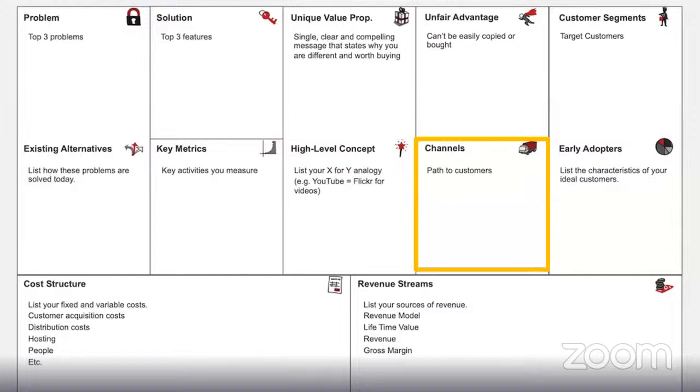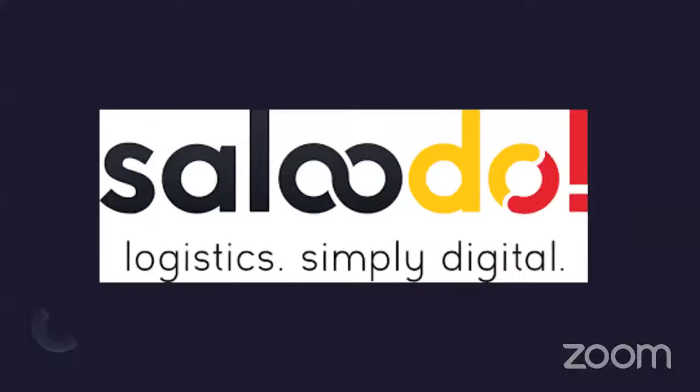Then we go to the sixth box, which is about the channels. How you are going to sell or distribute your product or your service, how you are going to reach your customer, how you're really going to reflect your unique value proposition to the channels you use. And I think we discussed Saludo yesterday, which was a really important example for that.